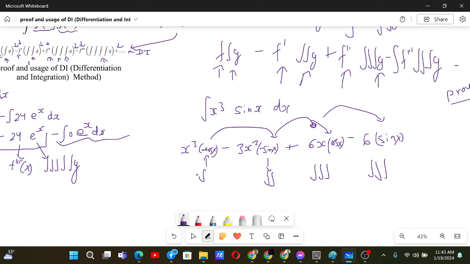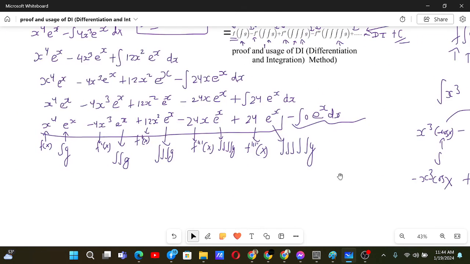Now we can write the solution, and see, this should have taken four steps in integration by parts, but it is a single step over here. So we will have minus x^3 cos x, plus 3x^2 sin x, plus 6x cos x, and then minus 6 sin x, and then plus, don't forget the plus c as well. I should write plus c here, I forgot that. Don't forget the plus c.